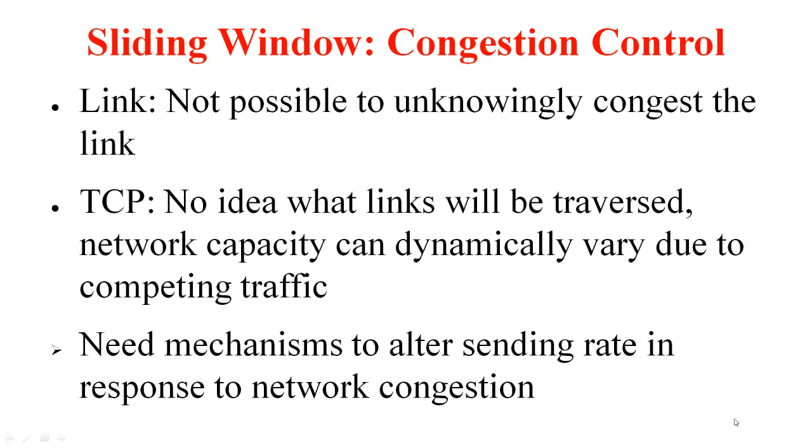Similarly, in terms of congestion control at the link layer, it is not possible to unknowingly congest a link. You know what you are sending on that link. Whereas at the TCP layer, which is at the transport layer, you have no idea what links will be traversed by your packets. And not only this, the bandwidth on these links can dynamically vary over time due to competing traffic. So you need mechanisms to alter the sending rate based on the state of the network. If it is not congested, maybe you can send at a higher rate. If it is congested, you have to cut down your sending rate.